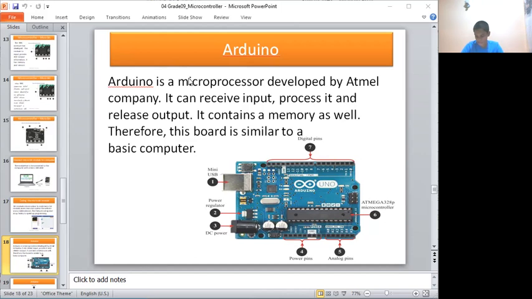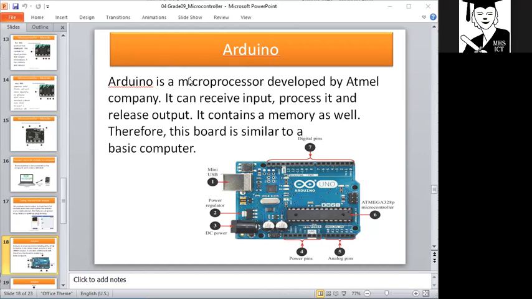ABC Institute. Very good. ABC company. Now, this Arduino is Atmel. Right? Arduino is the Atmel company, they are the ones who developed this.